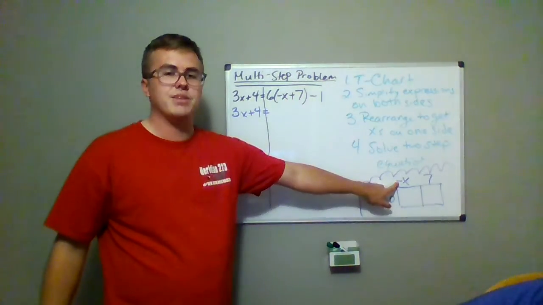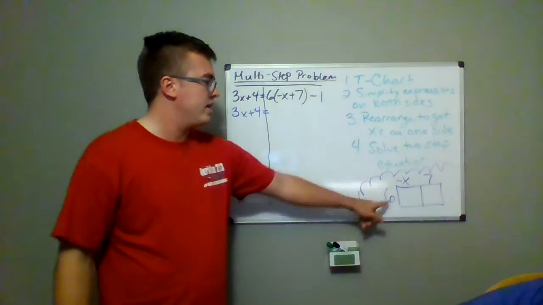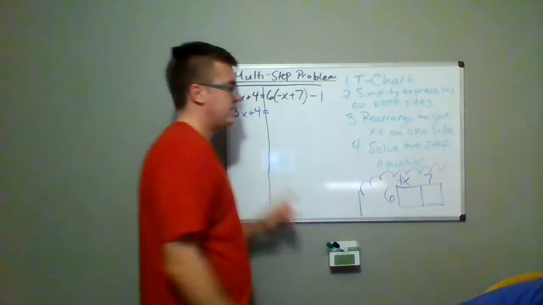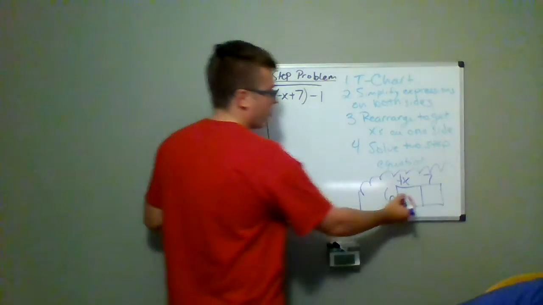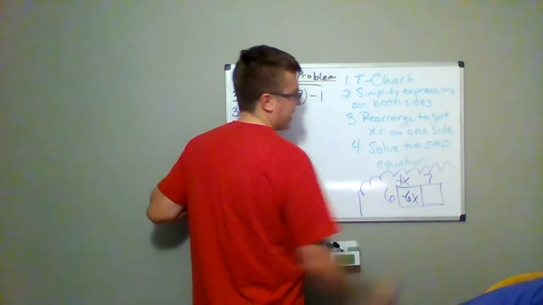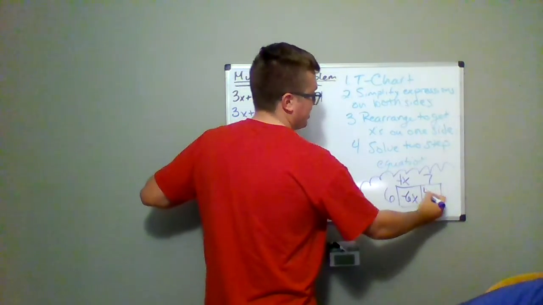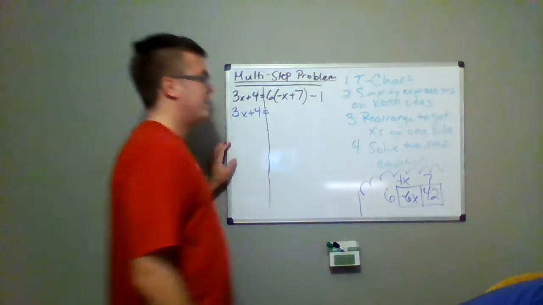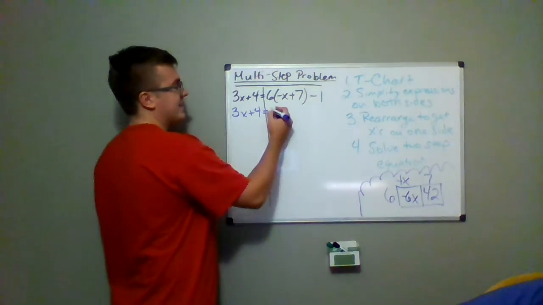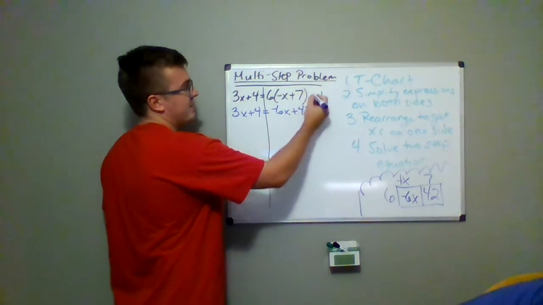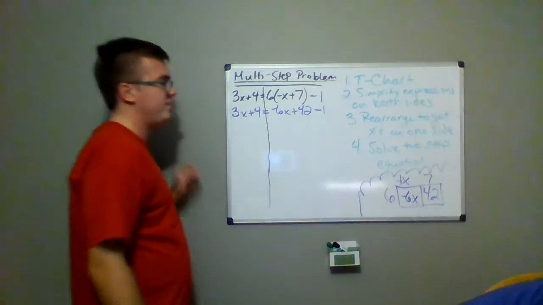6 times negative x, this is where you've got to be careful. Negative x is actually like a negative 1x. So 6 times negative 1x would be negative 6x. 6 times 7 would be 42. So from here I've got negative 6x plus 42, and I've still got that minus 1.